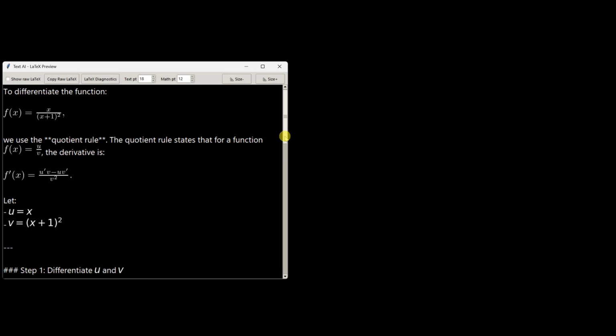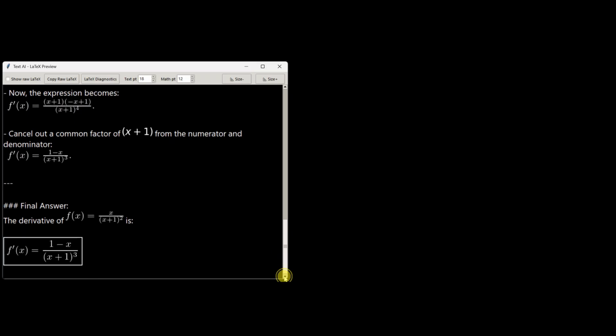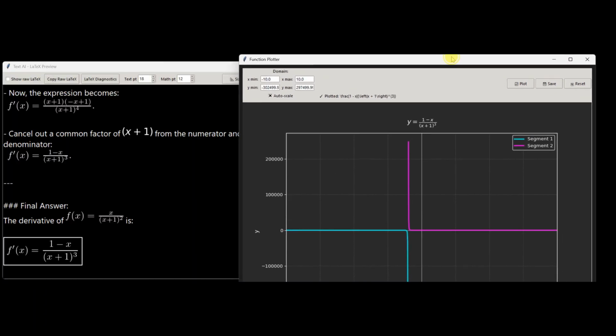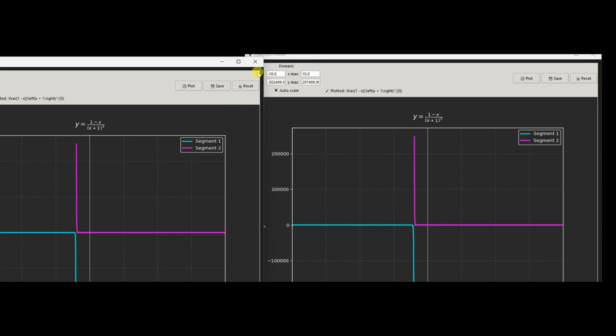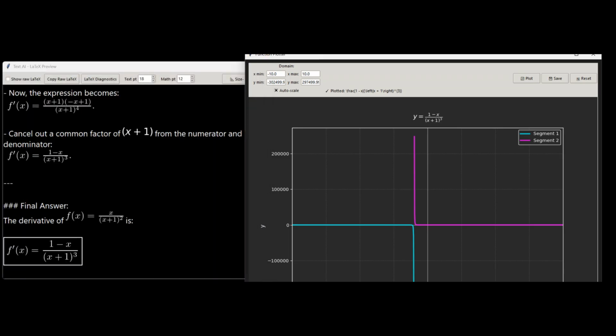It's given the answer. Graph that. Plotting the function. There it is. Plotting the function. It heard me. So there it is in two halves: 1 minus x over x plus 1 squared.